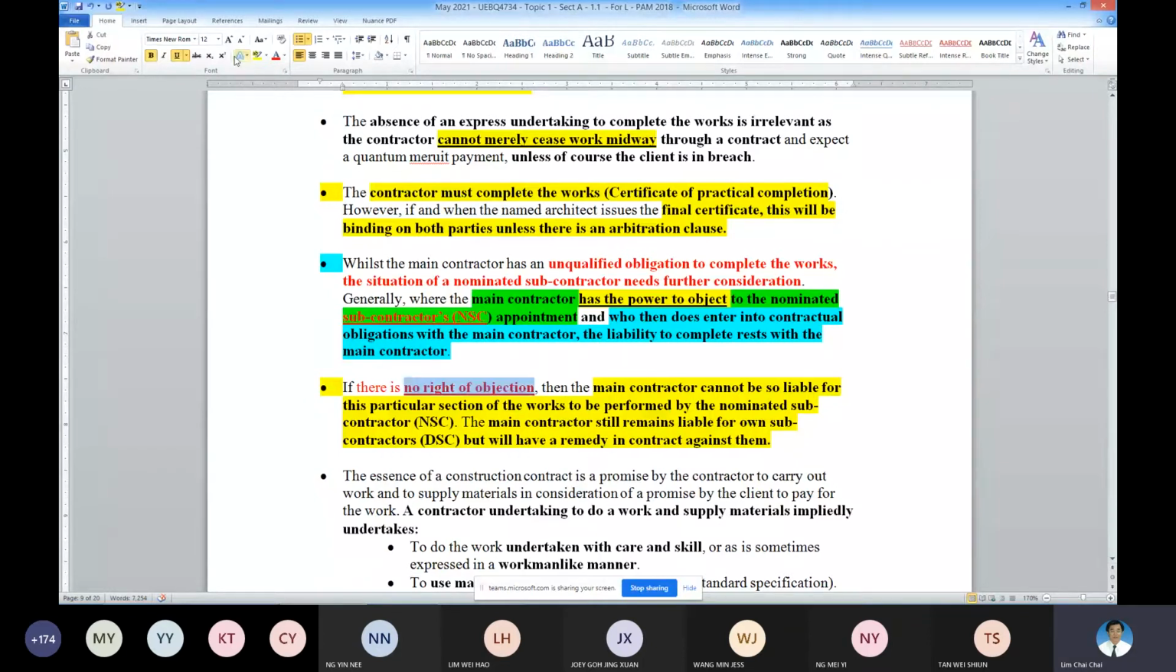Okay, so then the main contractor cannot be liable for the NSCs, whatever. Okay, so it shall only remain liable for its own subcontractors. Please differentiate between DSCs and NSCs. Own subcontractors are called DSCs.